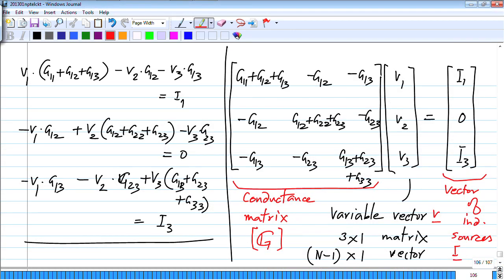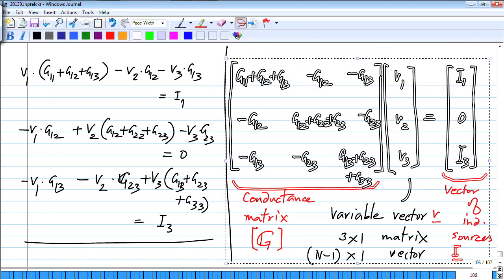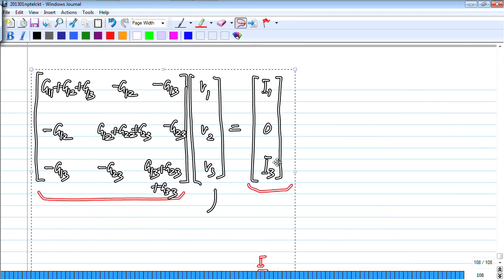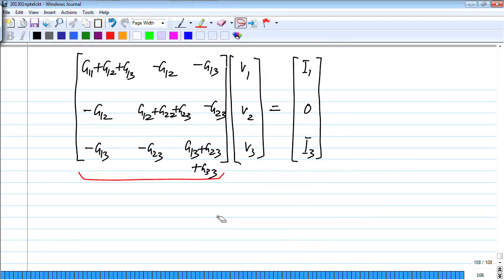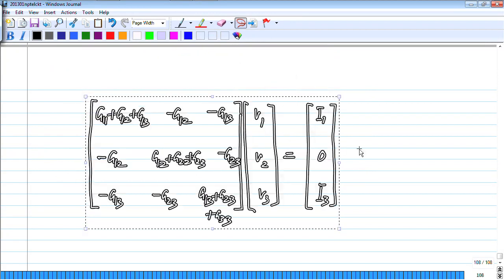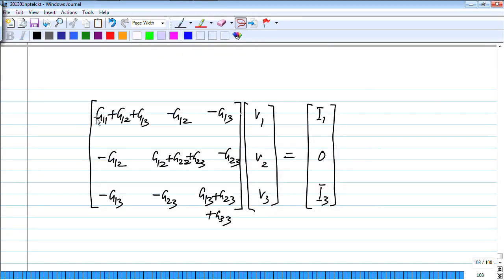So right now I don't want to solve this, I'm not going to solve it for any particular circuit, but I just want to focus on the structure of the matrix here. Okay, let me copy this over. Now, the way I have written it, the first row corresponds to KCL at node 1, and the next is at node 2 and node 3, and I have chosen the same order for the voltages in the vector.